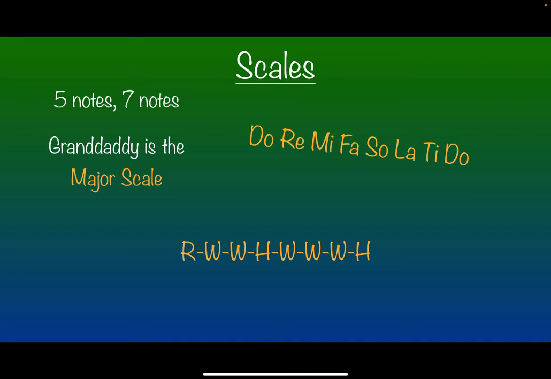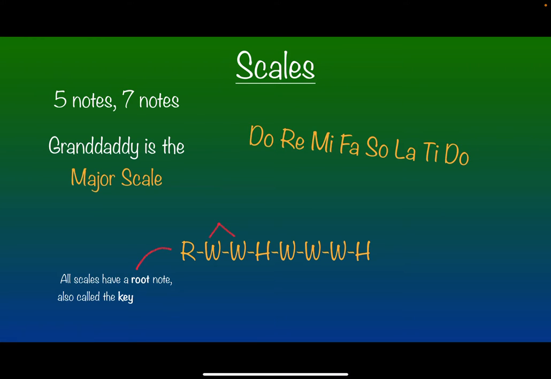Here is the recipe or formula for the major scale. The R stands for the root, and all scales have a root note. It's also called the key. It's also called the tonic, but the root is what the scale is based off of.